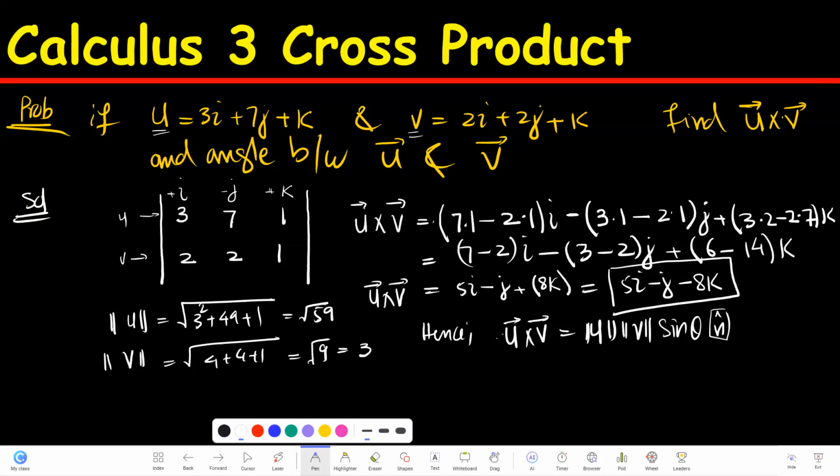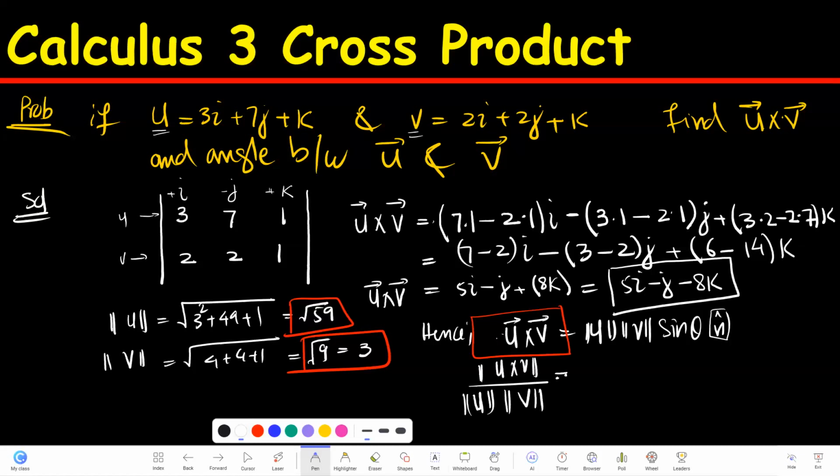Now here I found out u and v. So u is here, v is here. I need to find out the magnitude of the two so I can solve it. So what I'm going to do, I'm going to be just writing here. I'm going to say magnitude of u cross v divided by u magnitude times v magnitude equals sine theta.